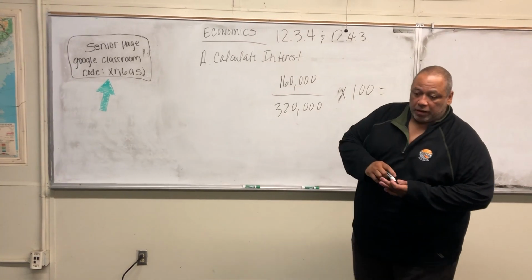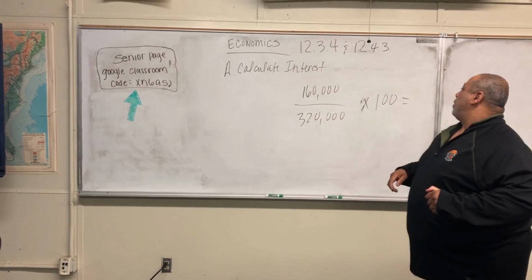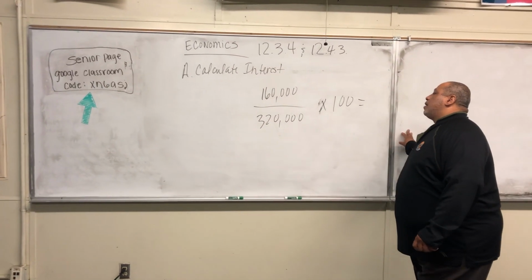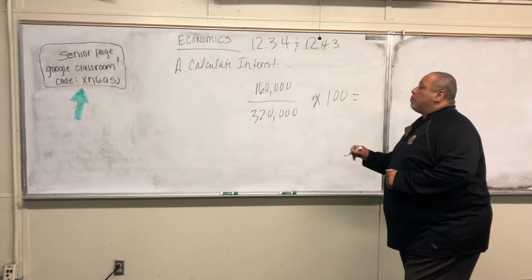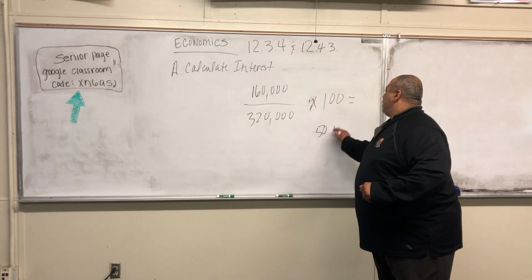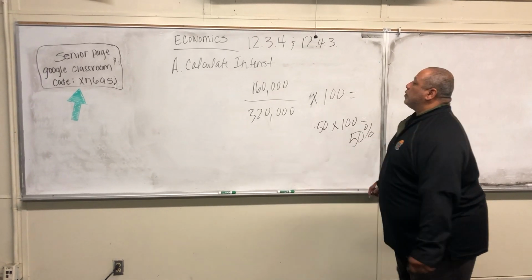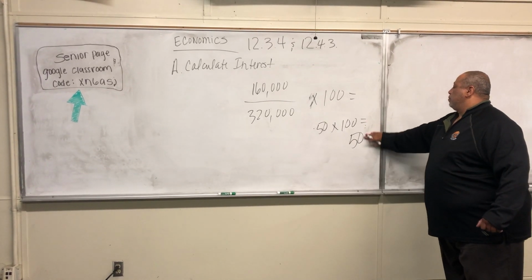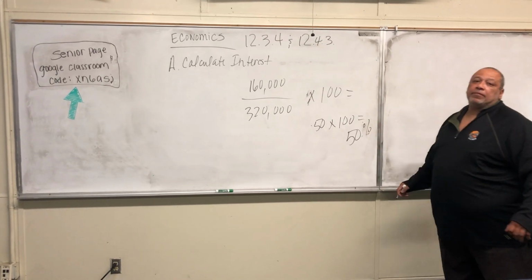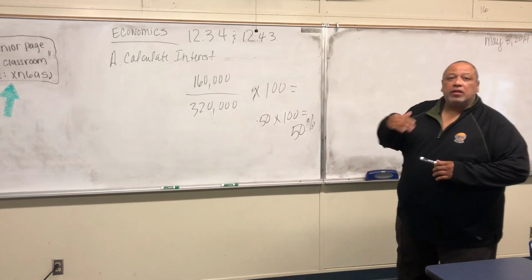Okay, I'm going to do some real quick math. 160,000 divided by 320,000 should be 0.5. And you multiply that by 100. That's 50%. 50% unemployment rate.